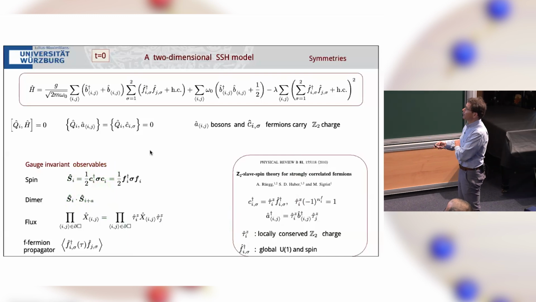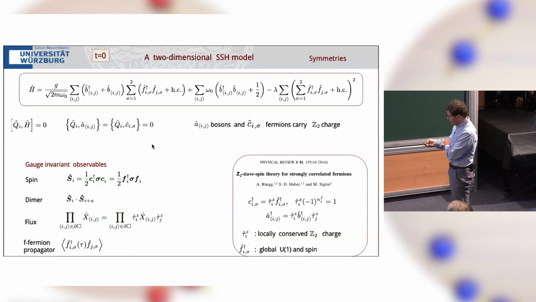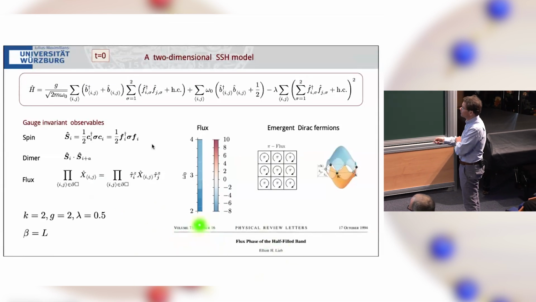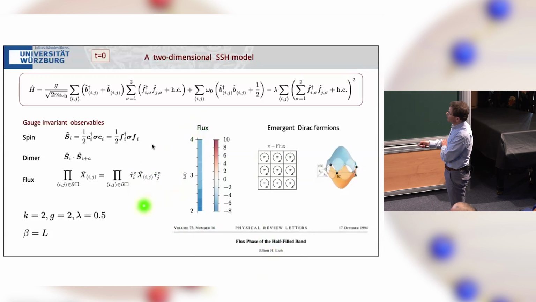So the key point is the flux, right? What happens to the flux? And it's not a surprise, because of one of Lieb's papers, that you will get a pi flux. So this is a numerical simulation at given parameters, and you look at the flux as a function of omega 0. So we change the phonon frequency and look at the flux. You see this is all blue. That means it's all negative.